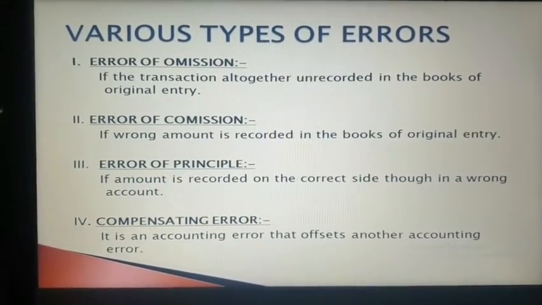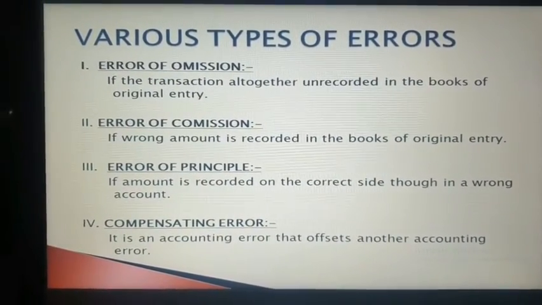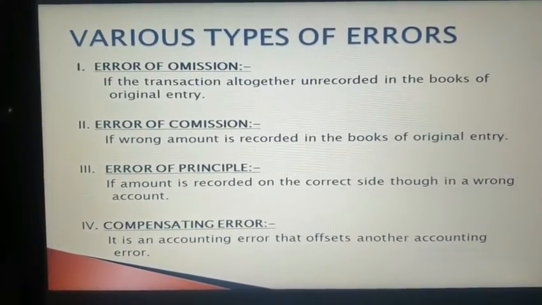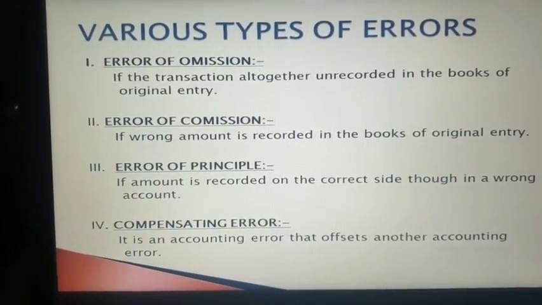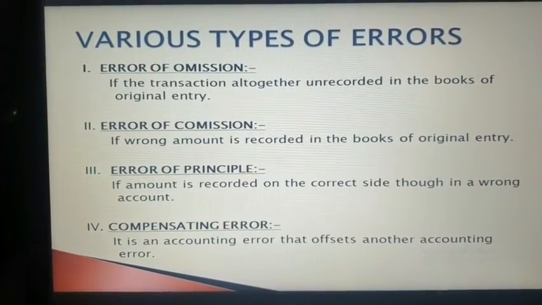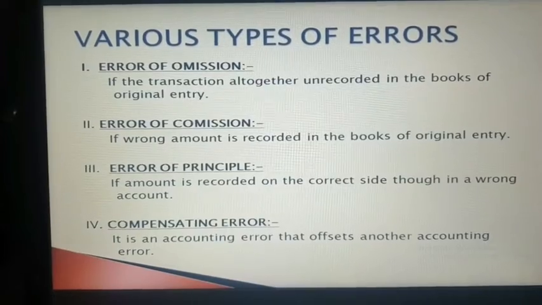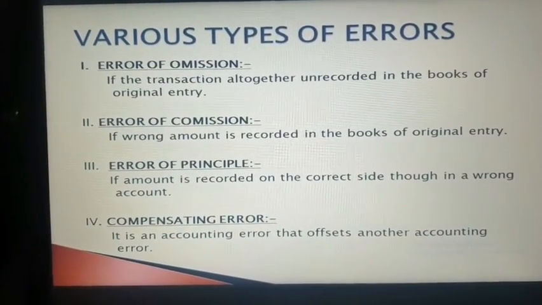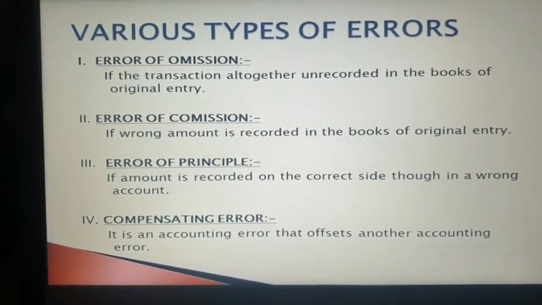First one is error of omission. What do you mean by error of omission? If we forgot or have not recorded the transaction in the books of original entry, that is called error of omission. So if the transaction is altogether unrecorded in the books of original entry, it is called error of omission.